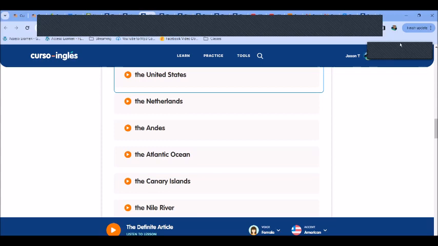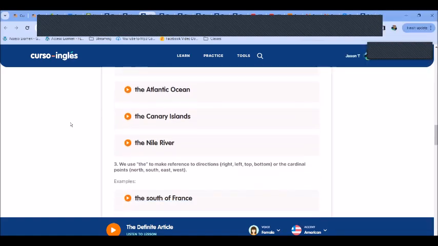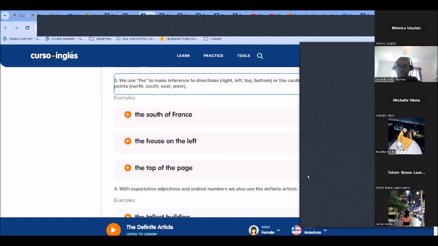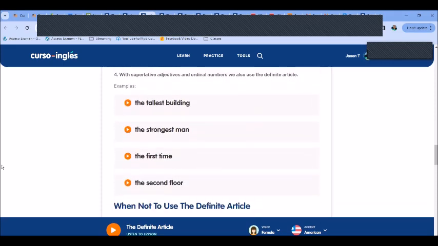Perfect. Right. Ariadna, help us with the next one. Number three. We use the to make reference to direction, right, left, top, between, or the cardinal points, north, south, east, west. Examples: the south of France, the house on the left, the top of the page. Good. Right, and after that, help us with number four. With superlative adjectives and ordinal numbers, we also use the definite article. Examples: the tallest building, the strongest man, the first time, the second floor.